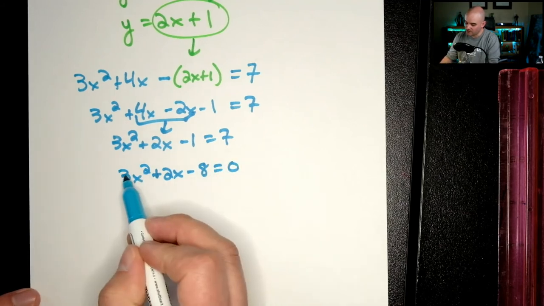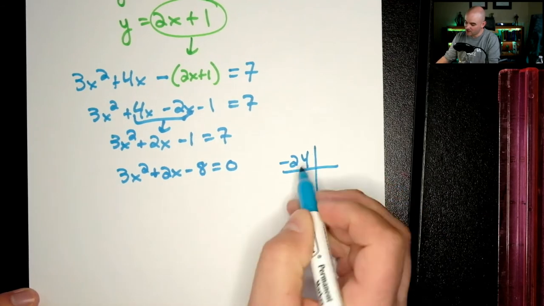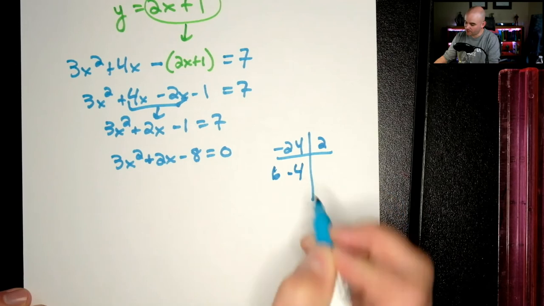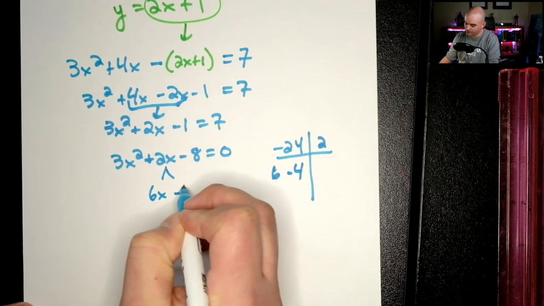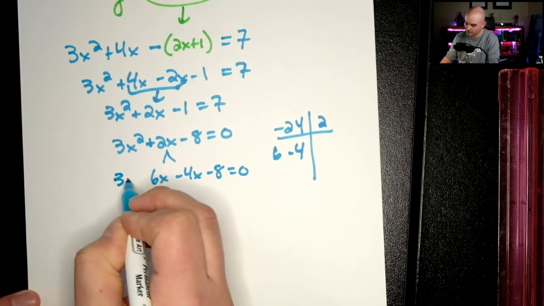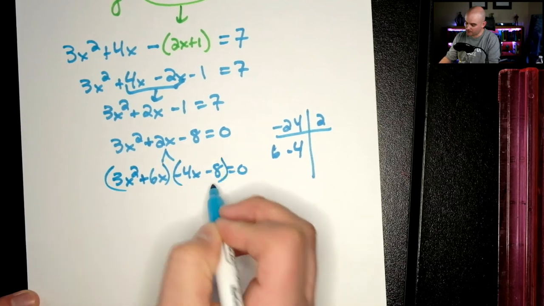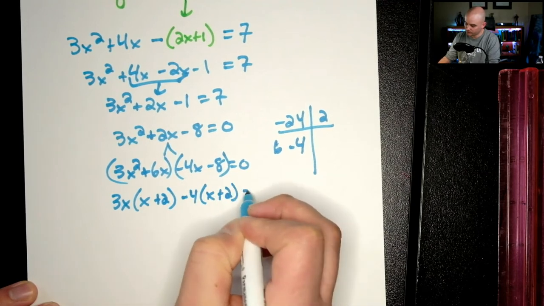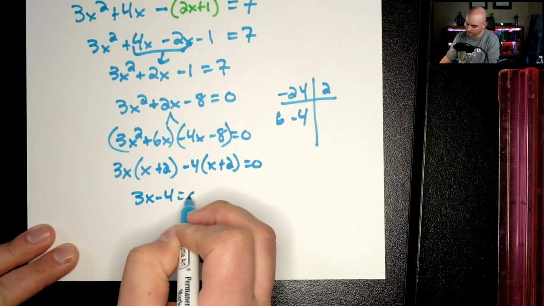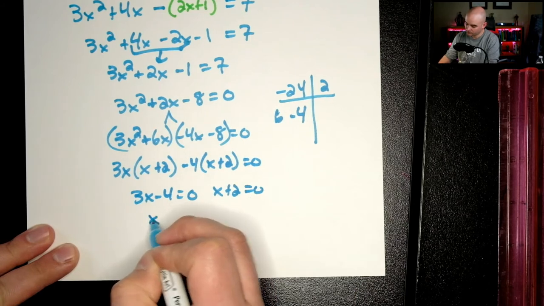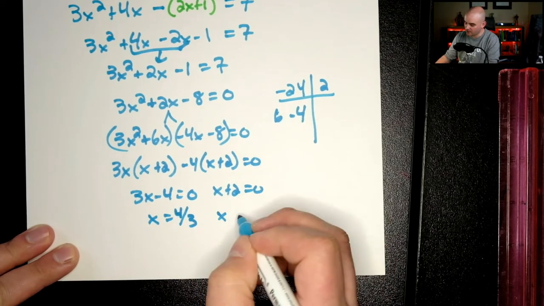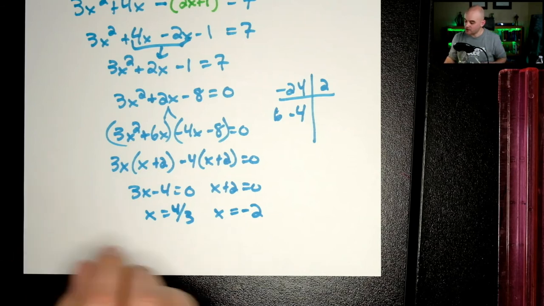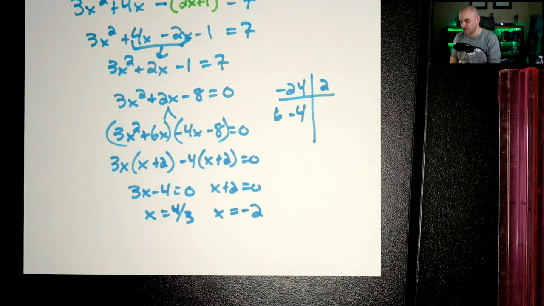Remember, that leading coefficient is not 1, so we've got to say 3 times a negative 8 gives me negative 24. And I want factors of that add up to the middle term 2. And so that's going to be 6 and 4, with the 4 being negative. And then factor by grouping. Set each factor equal to 0, and we get x equals 4/3 and x is equal to negative 2. Those are your x values. You still have to go back and substitute them in to get your y values. So that's what we're going to do next.